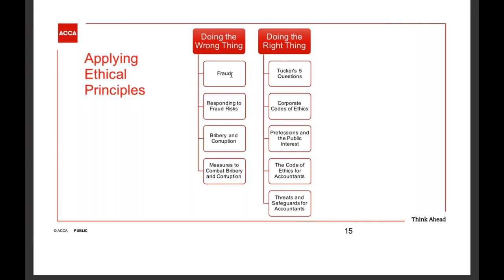So why do people commit fraud? If you look into the fraud triangle, basically people tend to commit fraud because of opportunities, sometimes because of pressure, and sometimes because of rationalization. So that is basically your fraud triangle that explains why fraud happens.